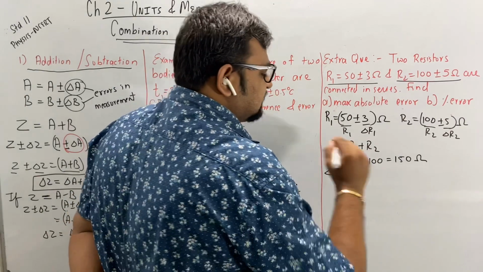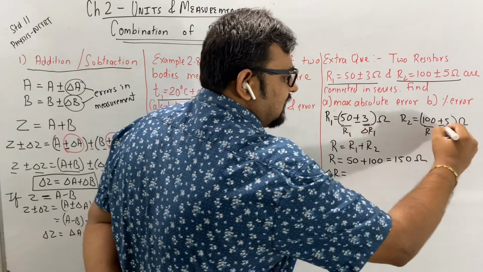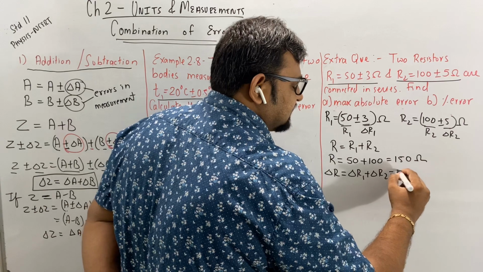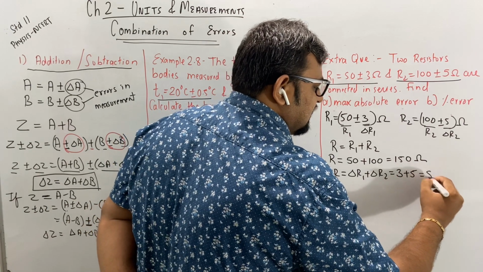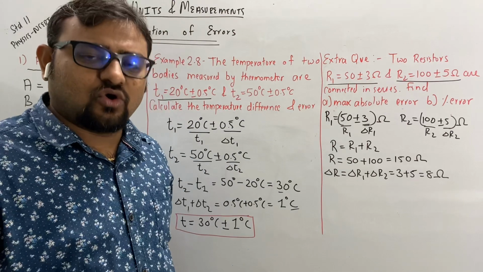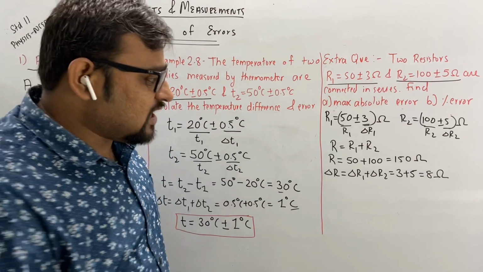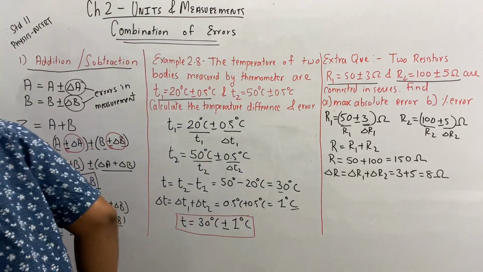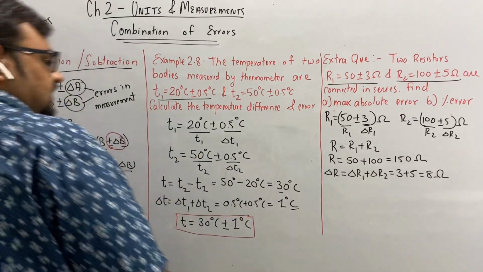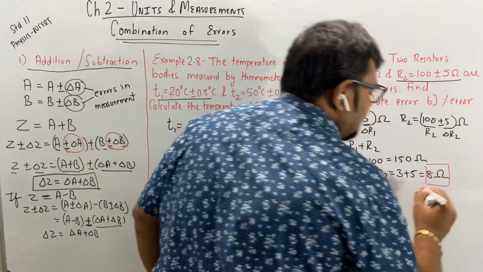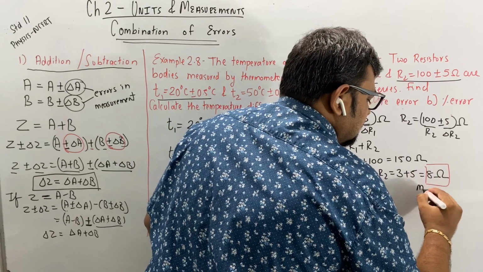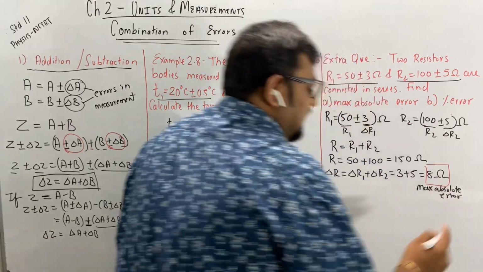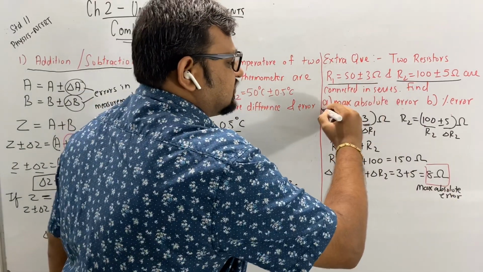Clear? What will be delta R? Delta R is delta R1 plus delta R2, that is equal to 3 plus 5 equal to 8 ohm. Clear? So now, what will be our final answer for the absolute error? Maximum absolute error here is 8 ohm. Maximum absolute error, right? Our first answer is solved.